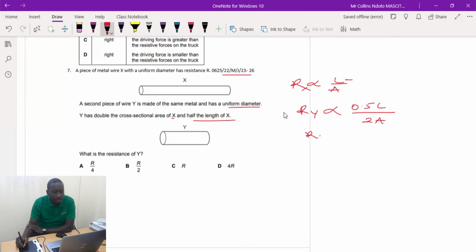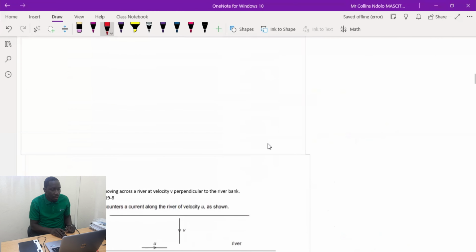So that means that RY is directly proportional to 0.5 divided by 2, that is 0.25, and that is L over A. And L over A is Rx, meaning that RY is directly proportional to a quarter. 0.25 is a quarter of Rx, which for this case just called R. So we can find our answer as A. Good. So all right, we skip some questions up here.